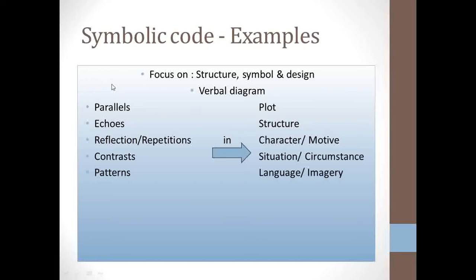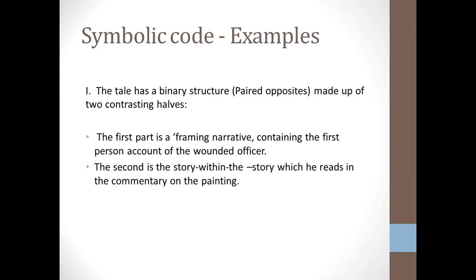So we tried to draw parallels, echoes, reflections, repetitions, contrasts, and patterns in plot, structure, character, motive, situation, circumstance, language, and imagery. In each of these, we try to draw certain echoes, certain repetitions, or look for contrasts, we look for patterns, we draw parallels, right? Whether it be character separately or plot separately, structure separately, individually in each of those. Then we saw how the symbolic code worked.